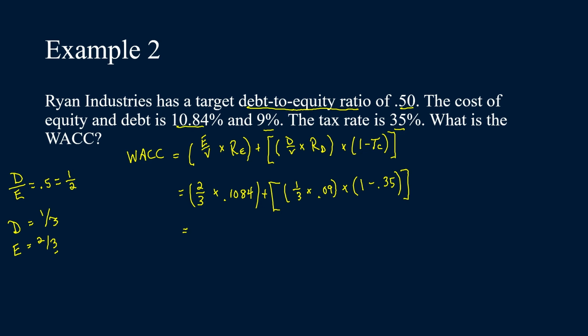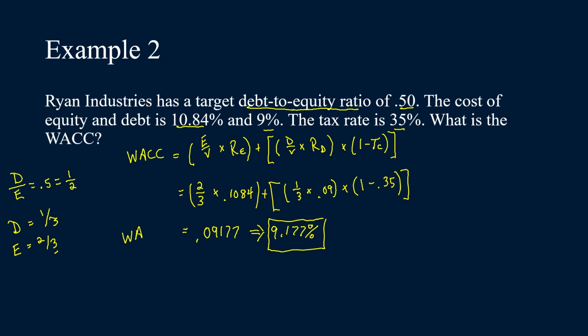So at the end, we should get approximately 0.09177. And we can simply convert that to a percentage. That's going to be 9.177%. And that is our weighted average cost of capital.